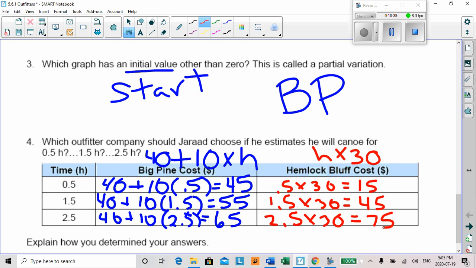Just to explain how we determined our answers, well, by me showing those calculations, that's how you explain how you determined your answers. That's how you show your work. Let's go to the next page.